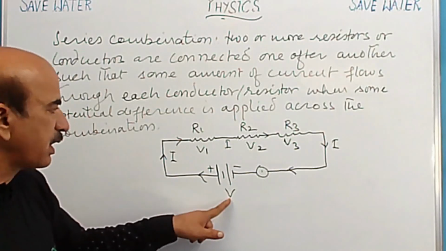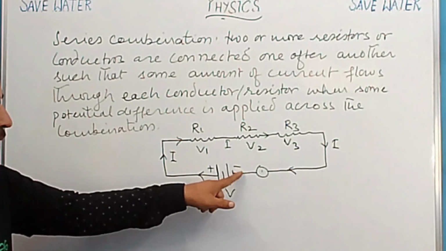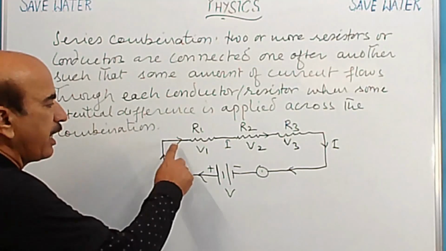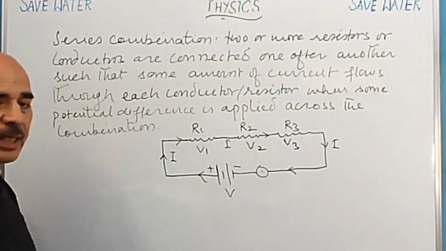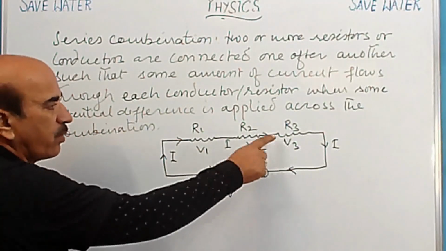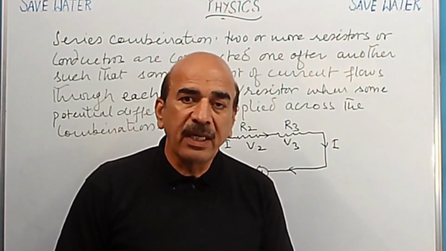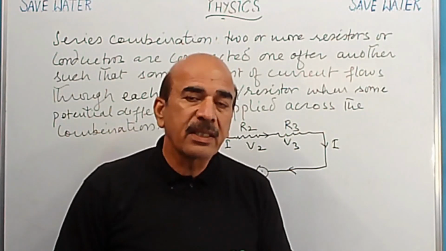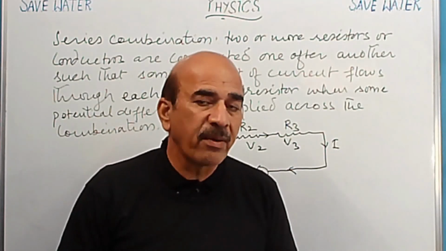Its potential difference is V. And when current is switched on, the same amount of current is passing through each resistor. That is I. I is passing through R1, I is passing through R2, and I is passing through R3. The potential difference across R1 is V1, R2 is V2, and R3 is V3. Each resistor will have its own potential difference across its ends. This you have to remember.